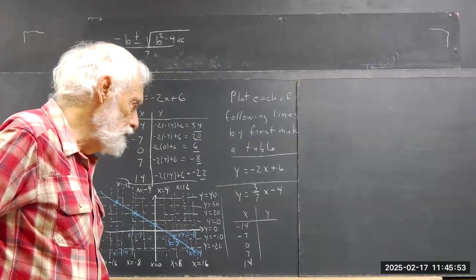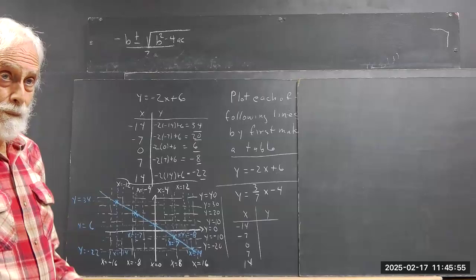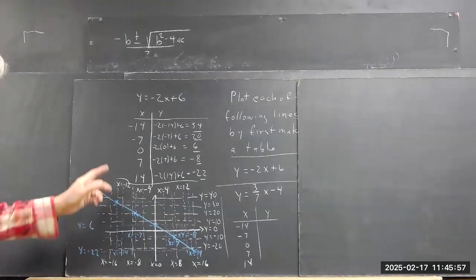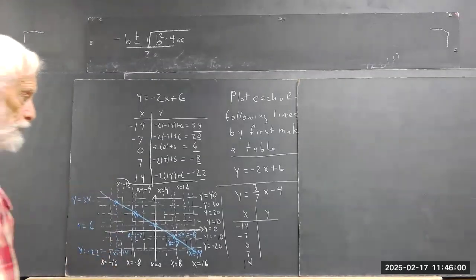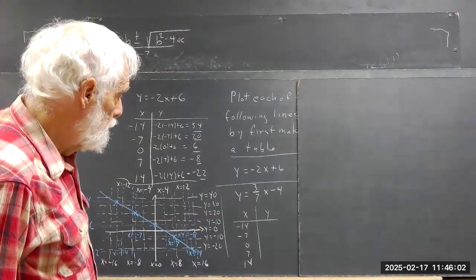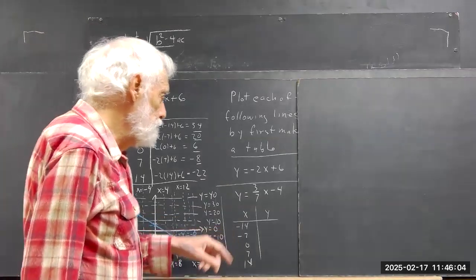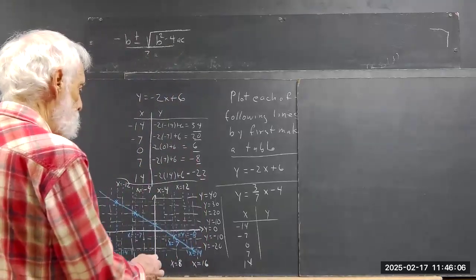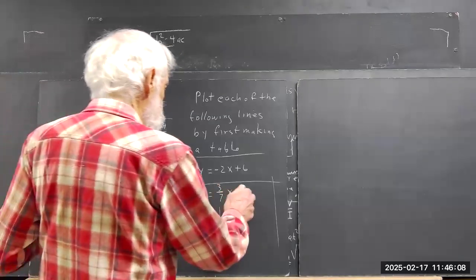Okay, now I'm going to do this one a little more quickly. But think about what I was telling you here and then watch what I do here. Okay. So let's see. X equals -14. And y is 3/7 x minus 4.